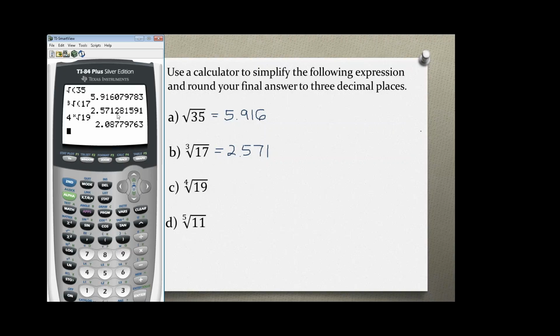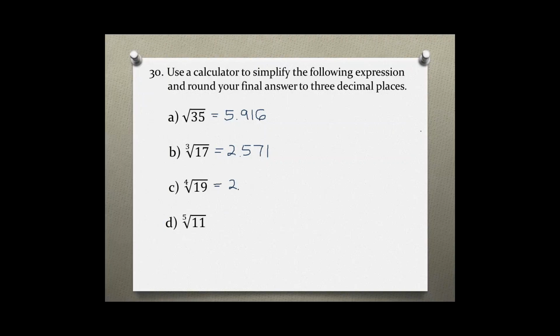2.0877. So rounding to 3 decimal places, the 7 is going to make this 7 go up, so we got 2.088. So remember, anything that's above index 3, you will have to use that function that we were just using.